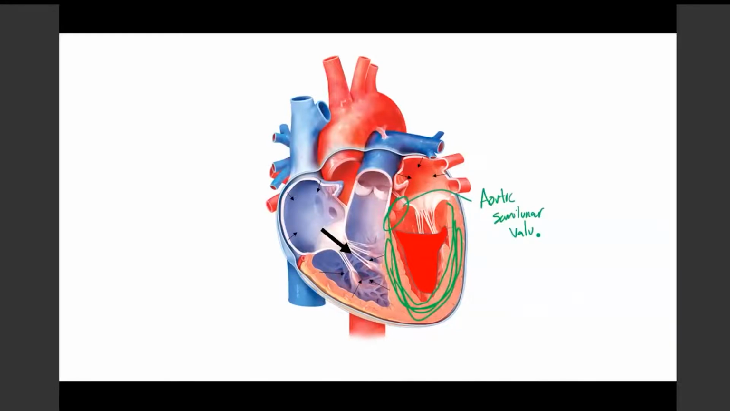You could just call it the aortic valve as well. That's sufficient, but if you want to be thorough and complete, I would write aortic semilunar valve. All right. Now that blood gets ejected through this valve into the aorta.